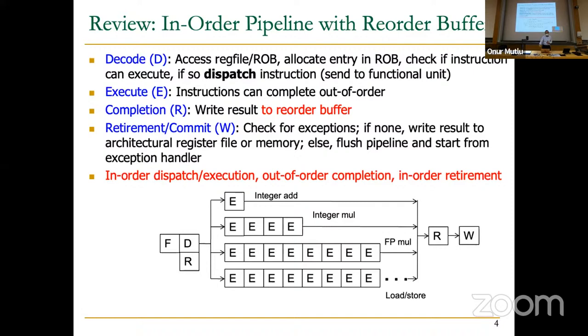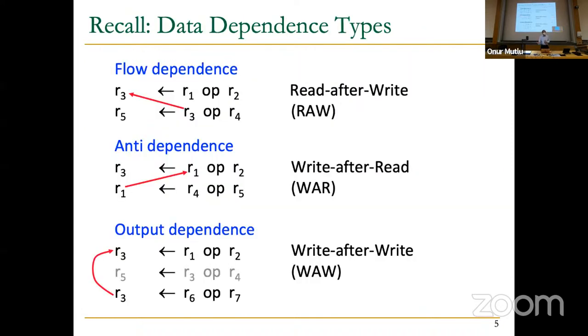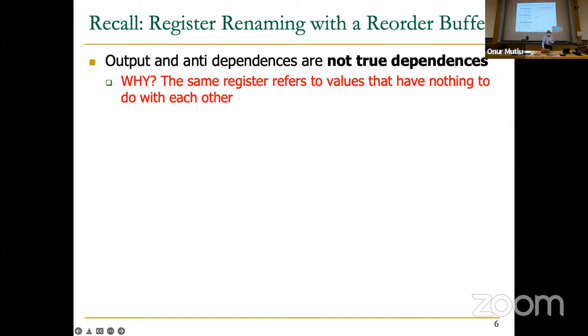Okay, so let's take a look at the data dependence types. One of the things that I said is that the reorder buffer eliminates anti and output dependencies, right? Because you're really renaming instructions to the reorder buffer entries. Whereas flow dependencies remain. So we also discussed this last time. Output and anti-dependence are not true dependencies.